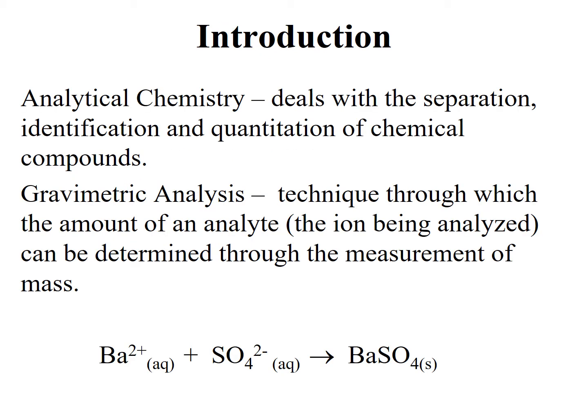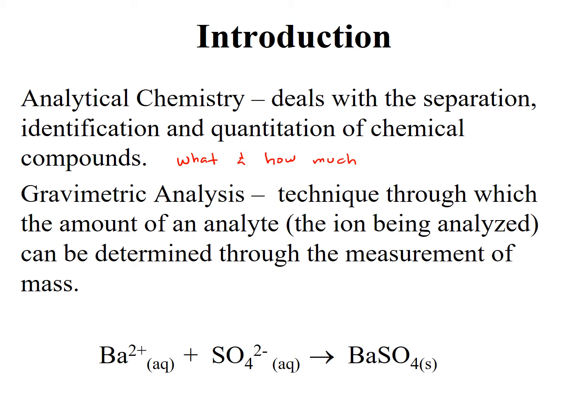Experiment 4 is an introduction to the field of analytical chemistry, which deals with the separation, identification, and quantitation of chemical compounds. So when you're dealing with analytical chemistry, it answers the question, what is present and how much is present. Okay? Now, one method that is used in analytical chemistry is known as gravimetric analysis.